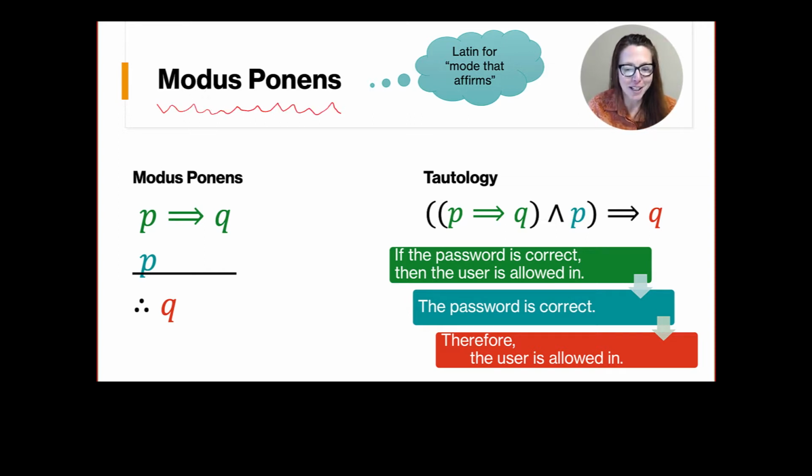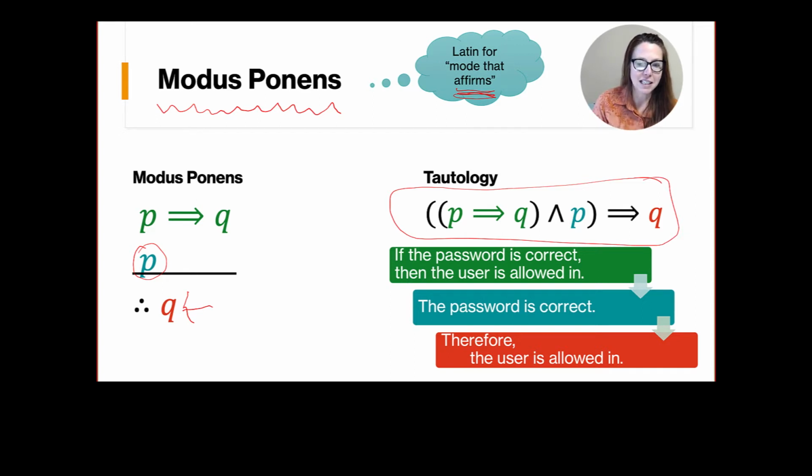So the first one is called modus ponens. What that means is the mode that affirms. Let's see the example of the form. This is the one that we've just seen. P implies Q. P holds, therefore Q follows. Okay, so this is what we've seen, and this is the tautology related to it that we've looked at.